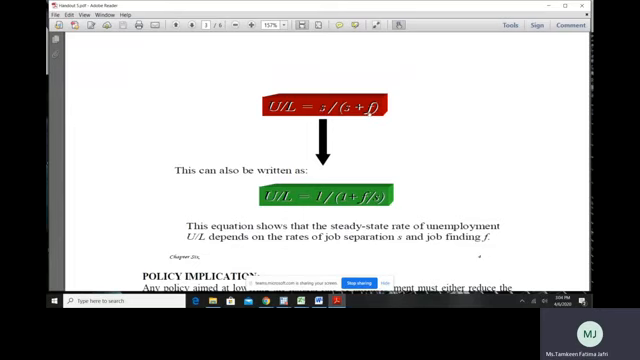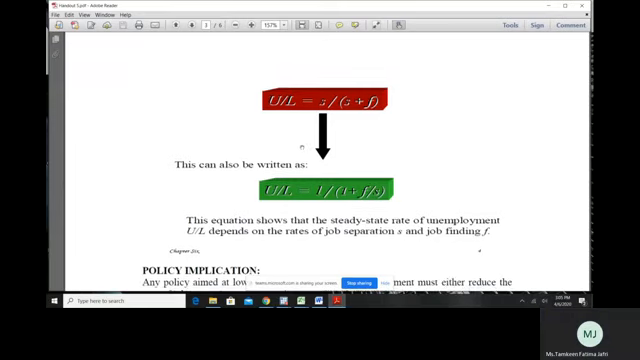And this is also common sense logic that follows through. If you somehow reduce job separation and somehow increase the job finding rate, then obviously the unemployment rate is going to decrease as a result. Okay, so I'll just stop this video at this moment.